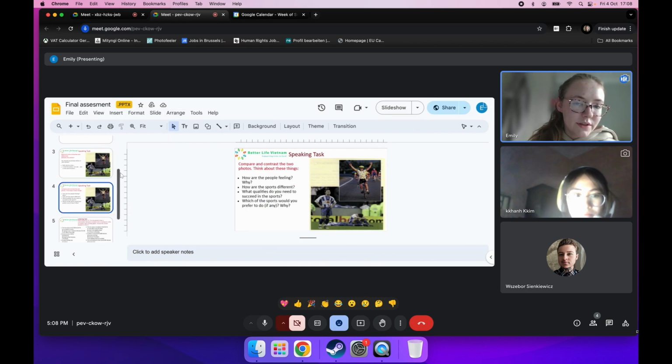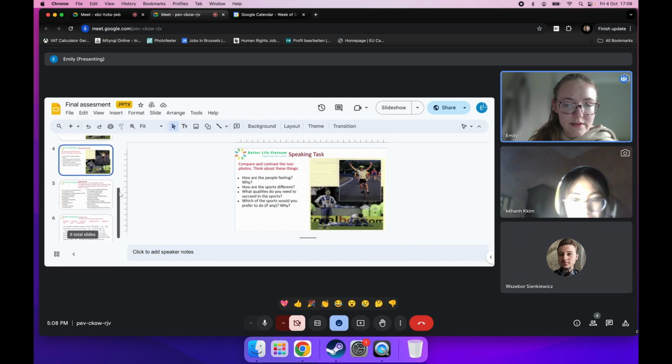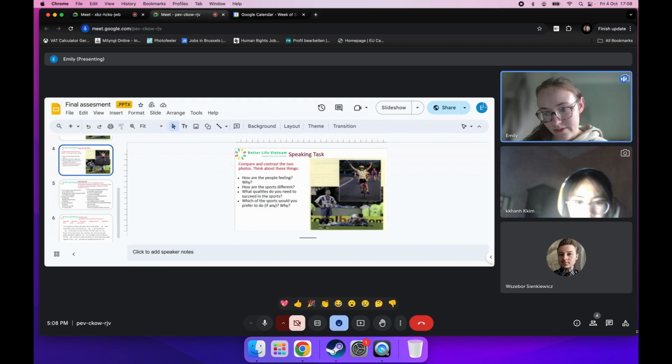So continuing to compare and contrast the photos, let's now think about these things. So how are the people feeling and why? So you've sort of already spoken a bit about this. How are the sports different? What qualities do you need to succeed in the sports? And which of the sports would you prefer to do, if any, and why?